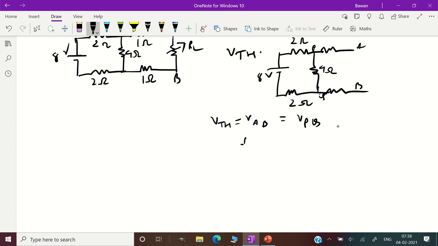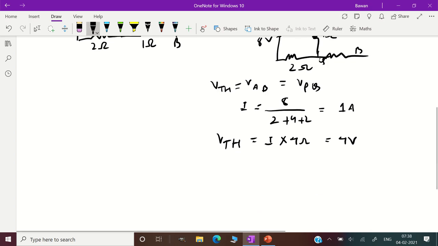So I here will be equal to 8 volts divided by 2 ohms plus 4 ohms plus 2 ohms, which is nothing but 1 ampere. And then my VTH will be nothing but the voltage drop across 4 ohms, so it will be I into 4 ohms, which is equal to 4 volts. So this is my VTH. Next, RTH. What is RTH?